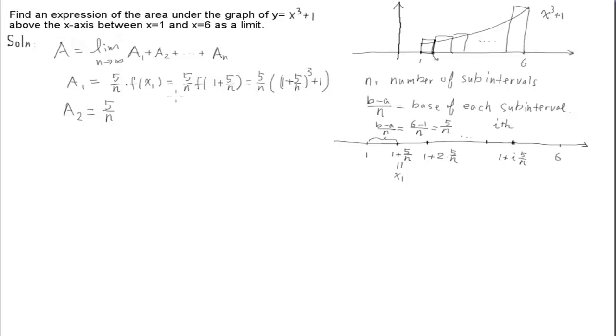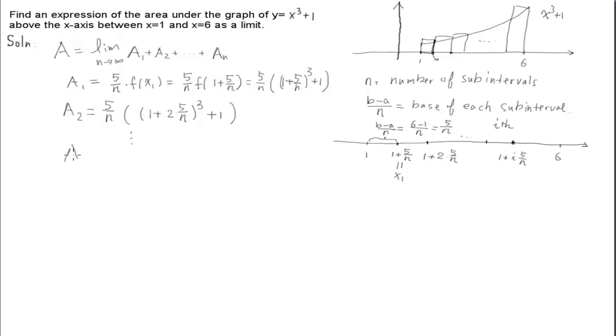So we can skip this one over here, and we see the second point is 1 plus 2 times this interval length, and we have cubed over here plus 1. Again, we see the function over here is x cubed plus 1, and this x over here is this value because it's the second right end point.